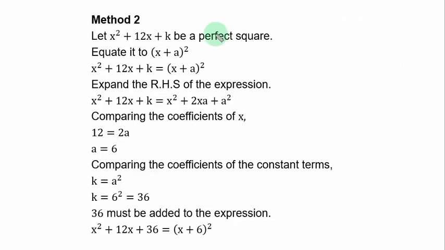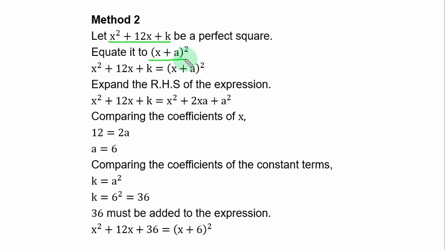Method 2: let s squared plus 12s plus k be a perfect square. So the number that must be added, we assume that number to be k. So we add k to it and look for k. Now secondly, anytime you factorize a perfect square, it is always in this form. So again, we assume that s plus a is a perfect square.